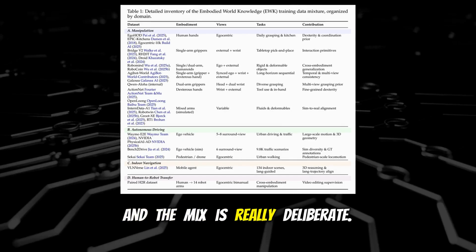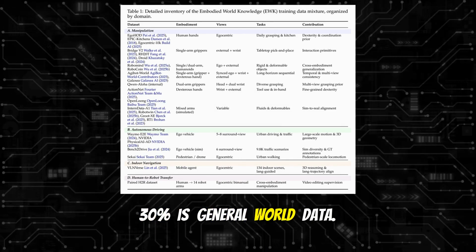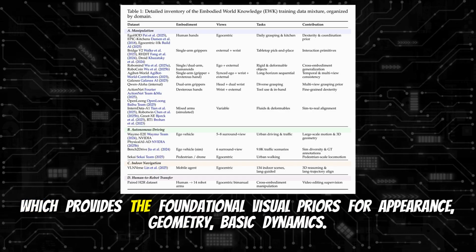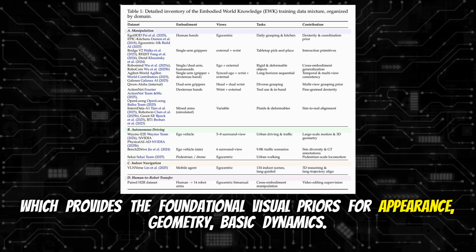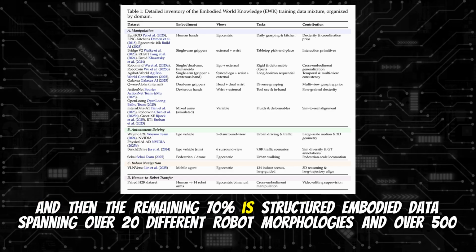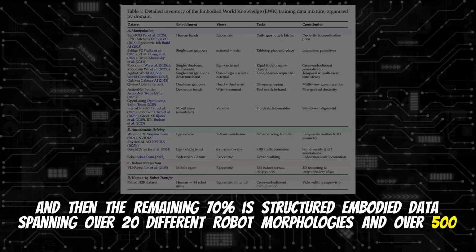And the mix is really deliberate. They used a 30-70 split. 30% is general world data, so internet videos, natural scenes, sports. Which provides the foundational visual priors, right, for appearance, geometry, basic dynamics. Exactly. And then the remaining 70% is structured embodied data spanning over 20 different robot morphologies and over 500 action categories.